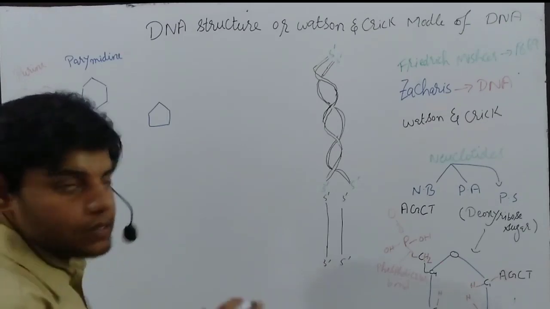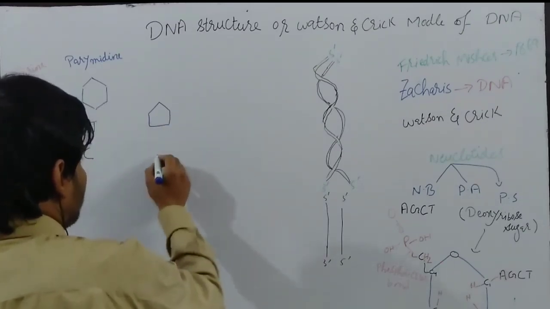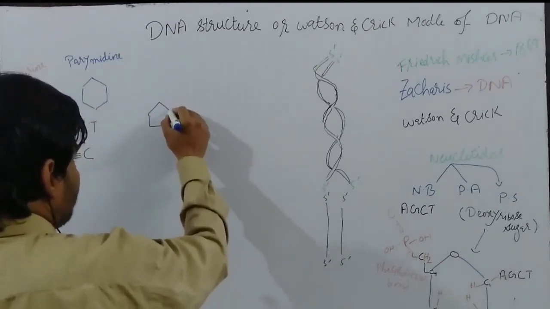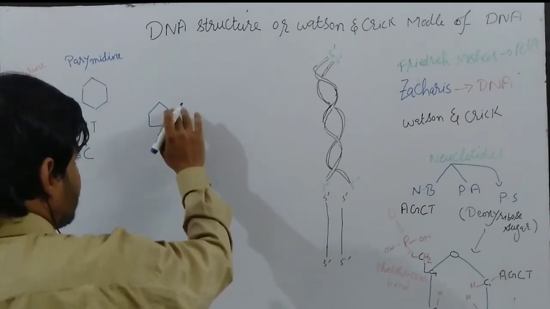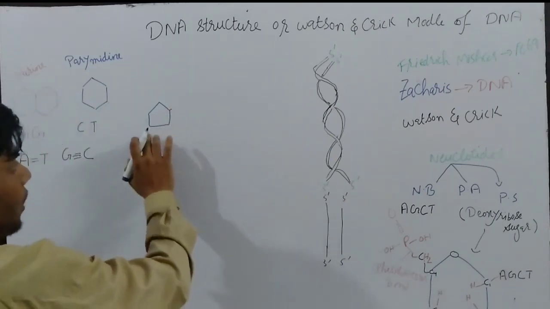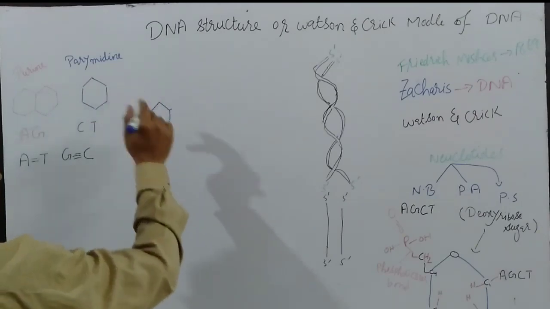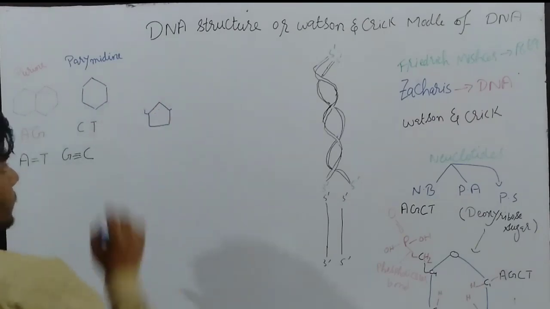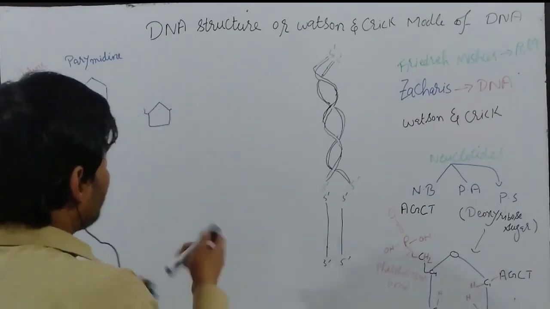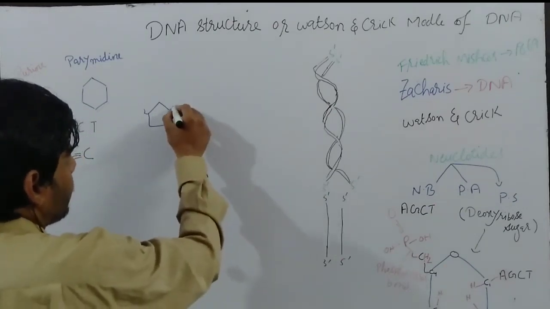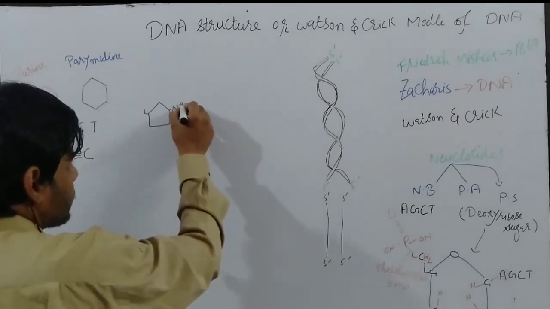So this is the first nucleotide. Okay, let me draw, and here we have the hydrogen. This is carbon number 1, carbon number 2, carbon number 3, carbon number 4, and carbon number 5. Fine. Now at carbon number 1 we have the nitrogenous bases, as we talked.